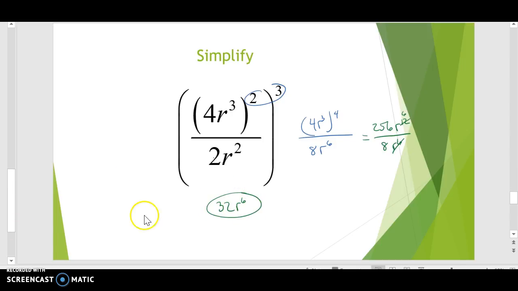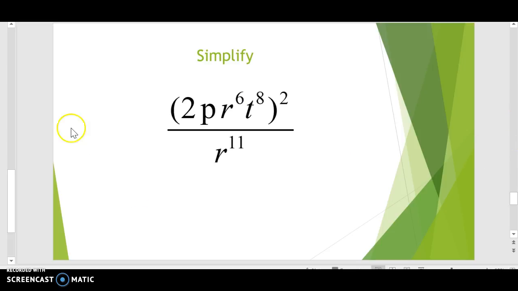All right. Over here, it's a pretty straightforward problem. Raise everything in the parentheses to the fourth power. So 4 p squared, r to the 12th, t to the 16th, all over r to the 11th. But I can't reduce the 4. No p's can cancel out, so it stays p squared. But 11 r's knock 11 off the top, which leaves me with 1. And then t to the 16th. Done.